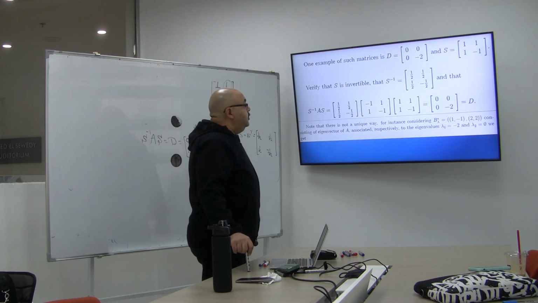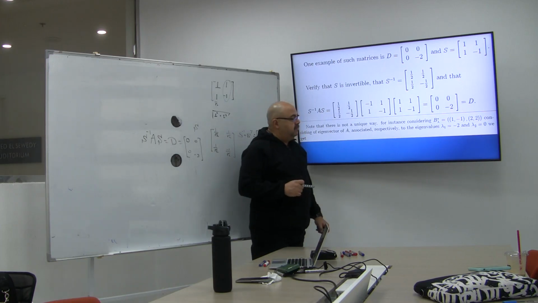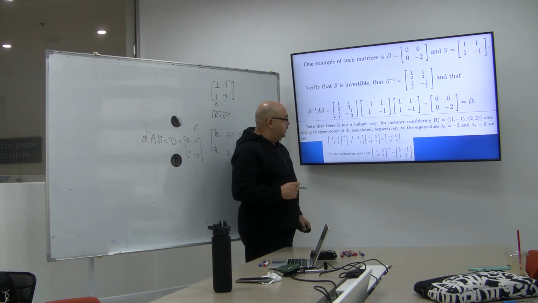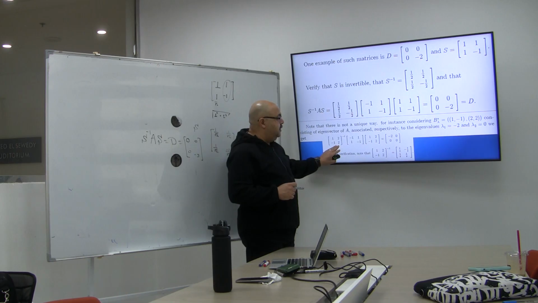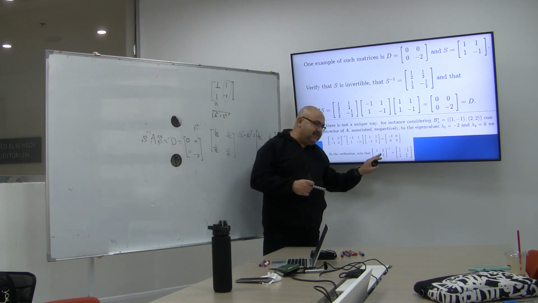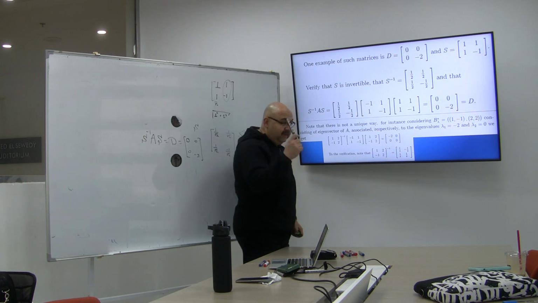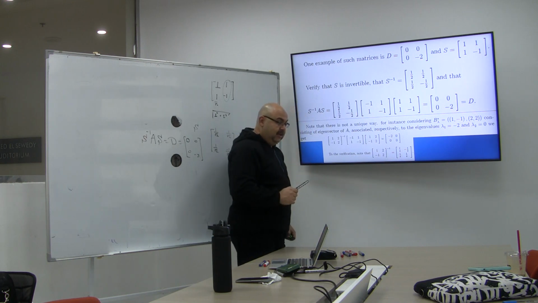Note that there is not a unique way, for instance, considering beta -1, 1, -1, 2, and 2, consisting of eigenvectors associated respectively to the eigenvalues lambda 1, -2, and -1. So this could be the inverse of this matrix if you are using other numbers. That's also another advantage of normalizing your matrix. You will have just one form, okay? Because you are skipping the point.